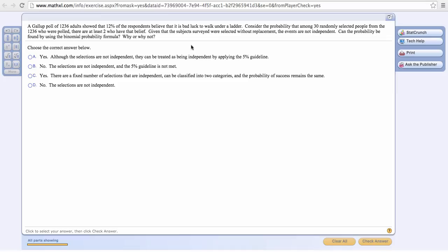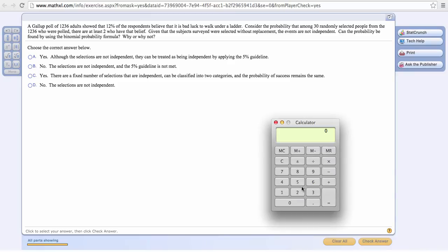So looking at the problem again, we see that our sample size is 30 and the size of the population is 1,236. So doing this calculation then, we would go 30 divided by 1,236, and we would find that value to be 0.024 or 2.4%, which is less than 5%.